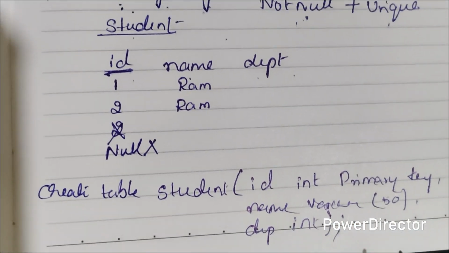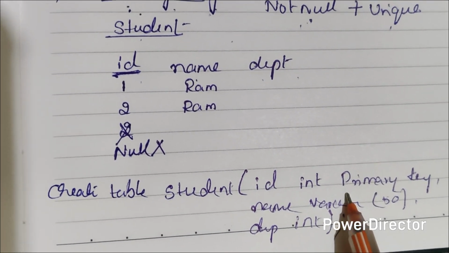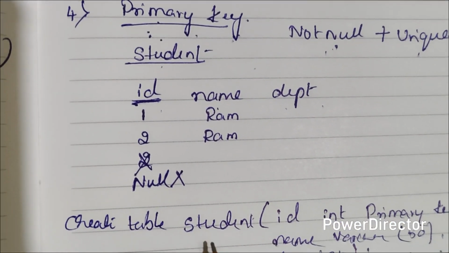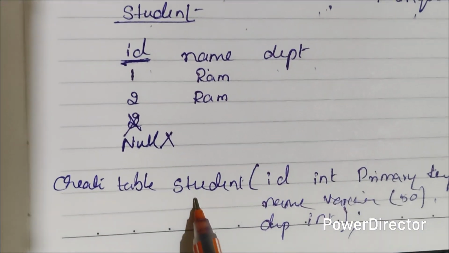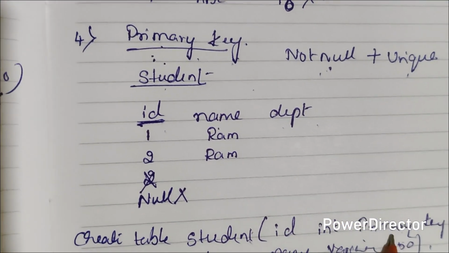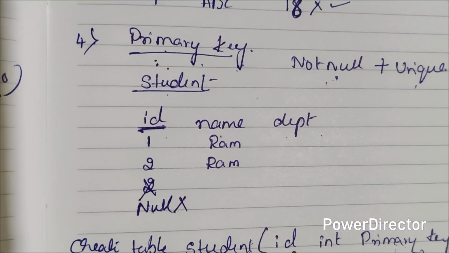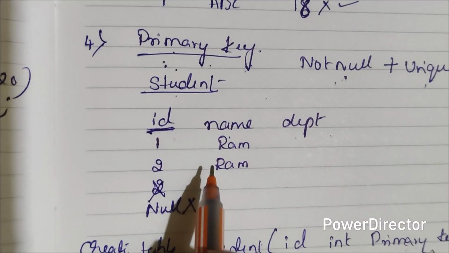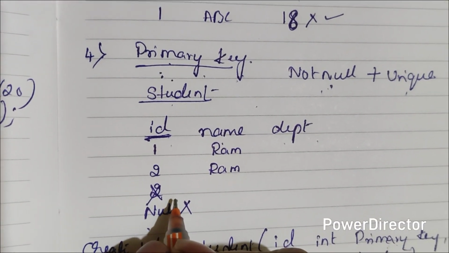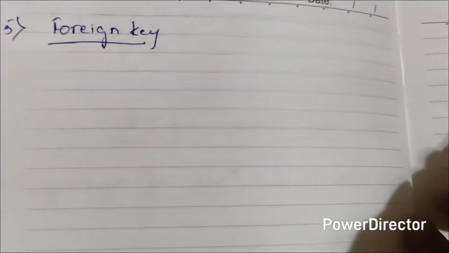So this is how you create the primary key, or apply the primary key to this particular table. Create table student, ID I am making as a primary key. So if you are restricting this ID column as a primary key, then it cannot be a null value and there will be no duplicate values.